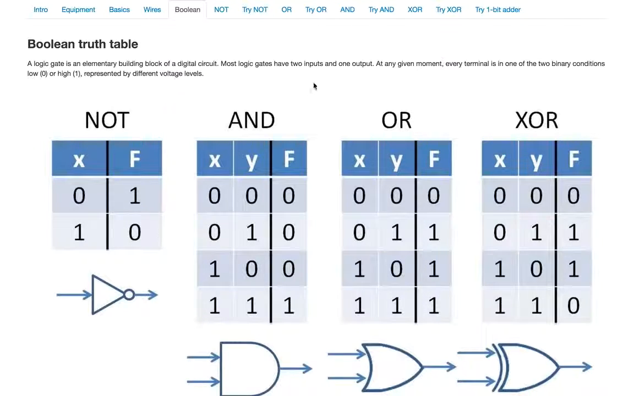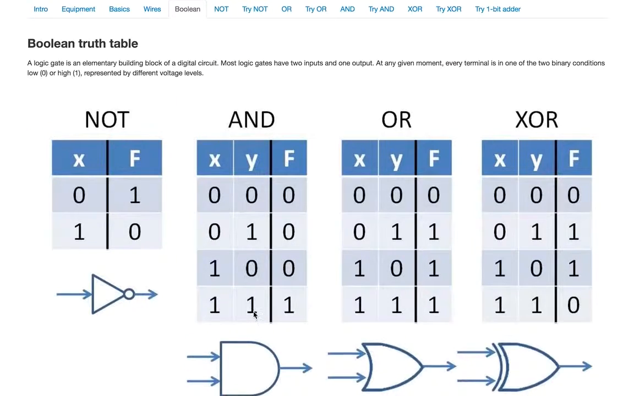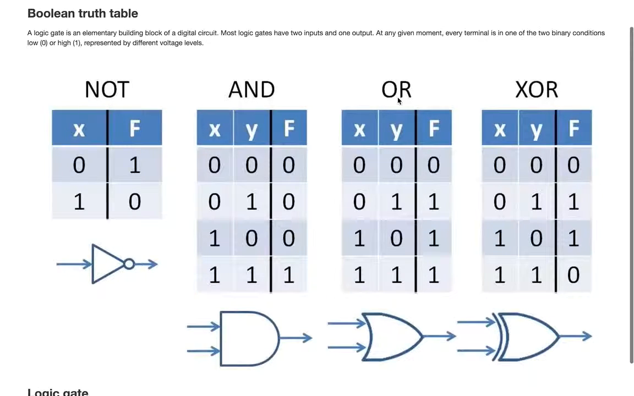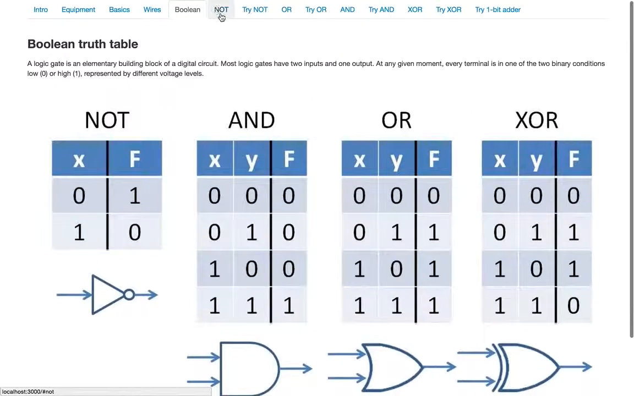So very simple. And on the other end, AND is basically only 1 when both of its inputs are 1. OR is only 0 if both of the inputs are 0. And XOR, you'll notice, will only be 1 if both inputs are different. So 0 XOR 1 is 1, 1 XOR 0 is 1. Exclusive OR. Let's go into more detail.